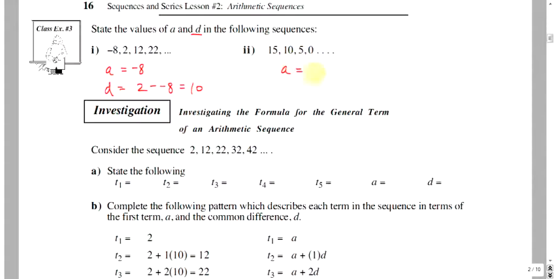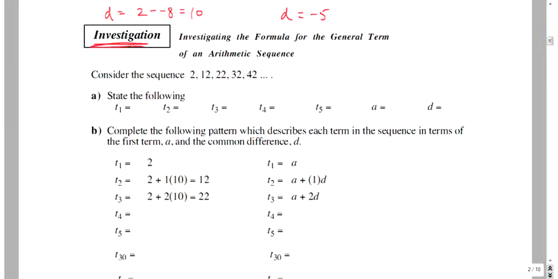What's A here, Tanner? What's the common difference? I think we can see this one pretty easy, right? What do I add to that to get this? -5. Again, if we don't see that, doesn't matter which ones you take, just subtract one from the previous. Okay?